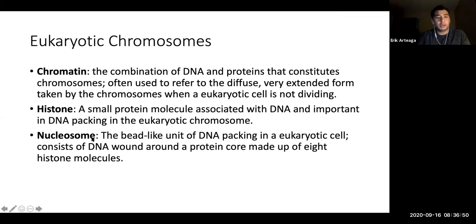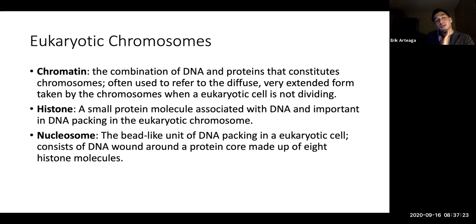So chromatin, histone, and nucleosome. Chromatin is a combination of DNA and proteins. Those proteins that I was talking about earlier, the histones, we'll see in a minute, this constitutes a chromosome, okay? Often used to refer to the very extended form taken by the chromosomes when a eukaryotic cell is not dividing, okay? So typically what we see is this DNA is going to be packaged up and stored DNA, okay? So this is not going to be the DNA that's actively being transcribed, okay?